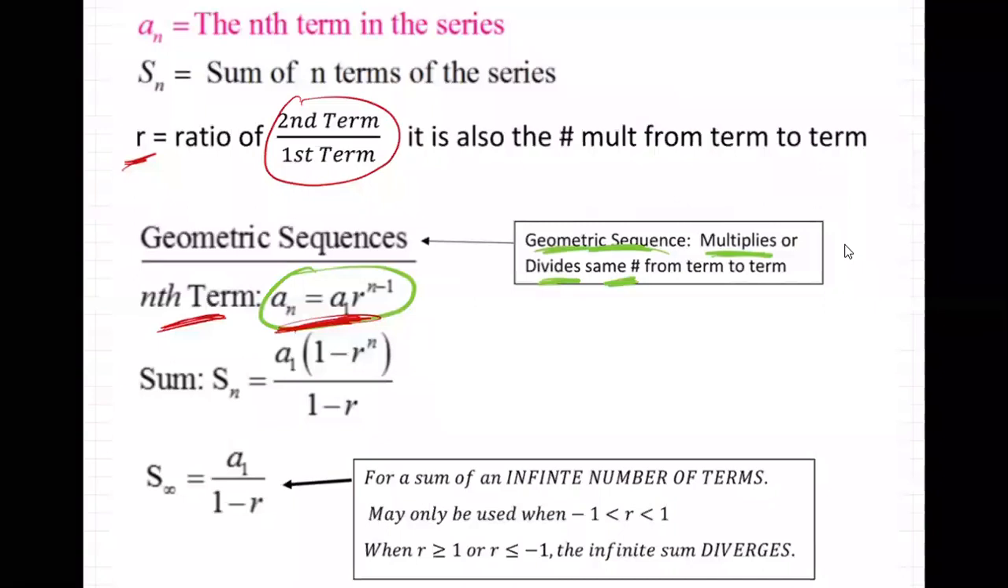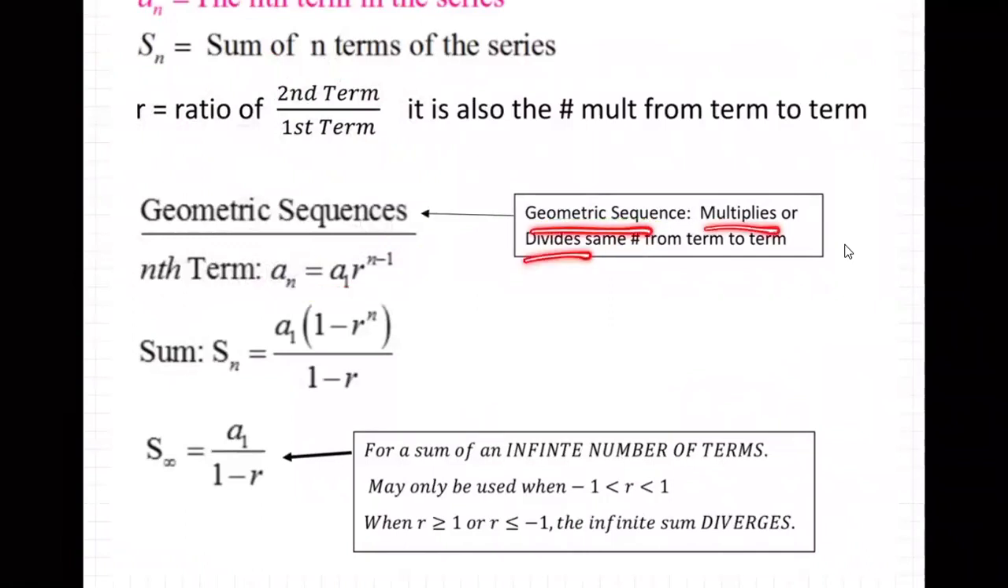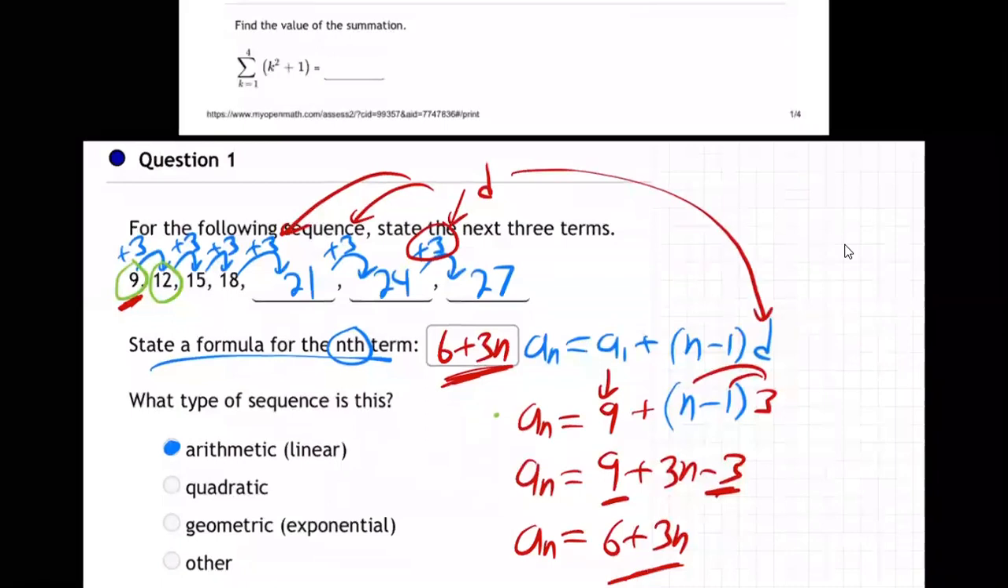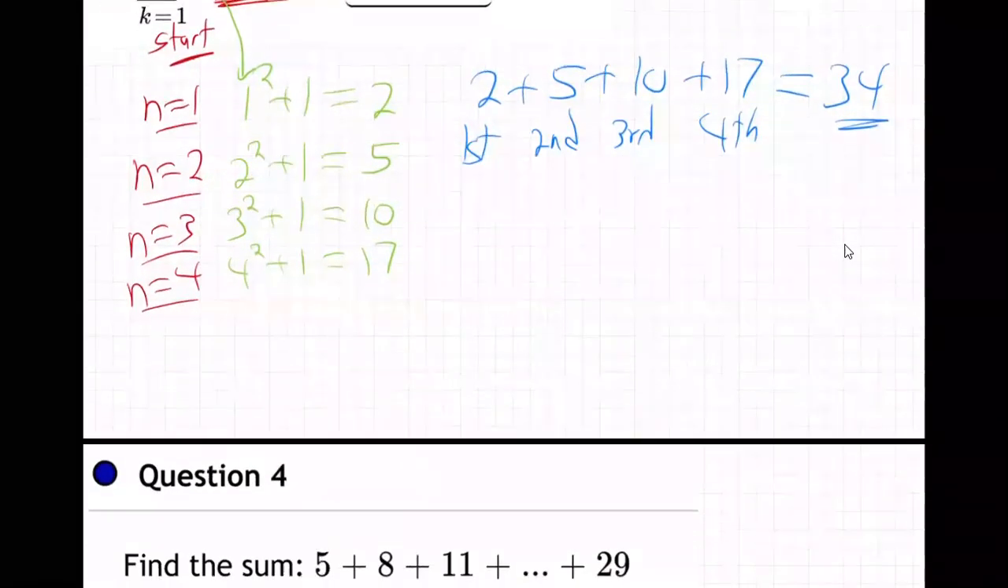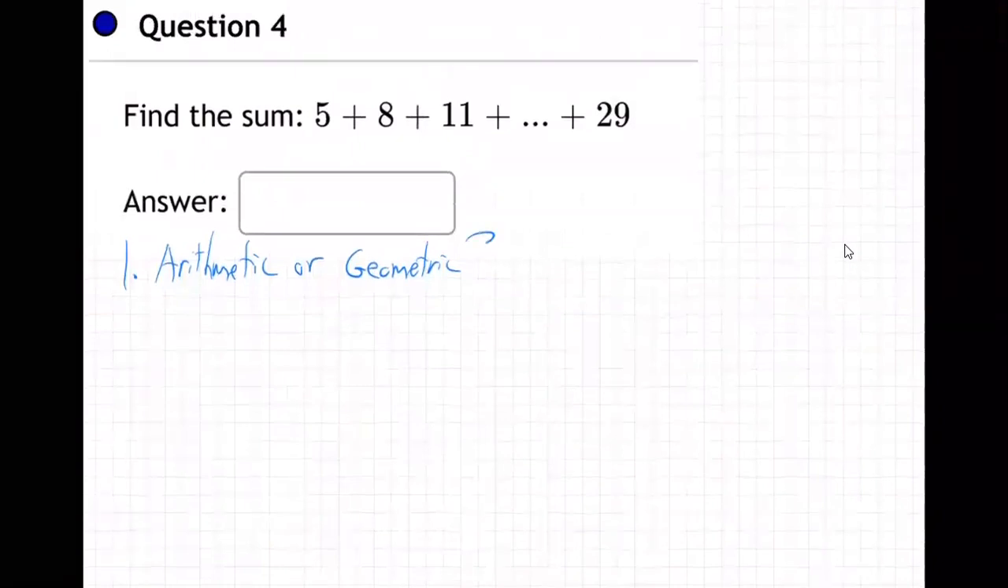And then geometric, let me erase some of my previous scribbles here. Geometric multiplies or divides by the same number every time. So which one is this? Is this arithmetic or is it geometric? Well, what's it doing every time? It's adding 3, isn't it? It's clearly adding 3. So that means it's arithmetic.